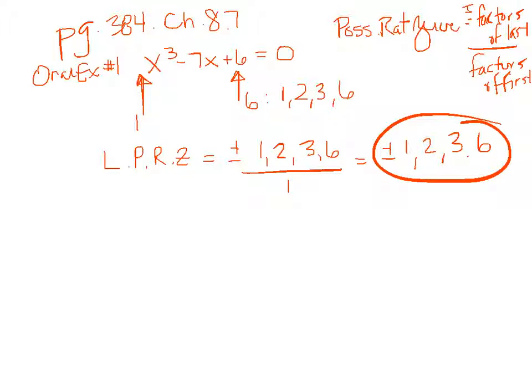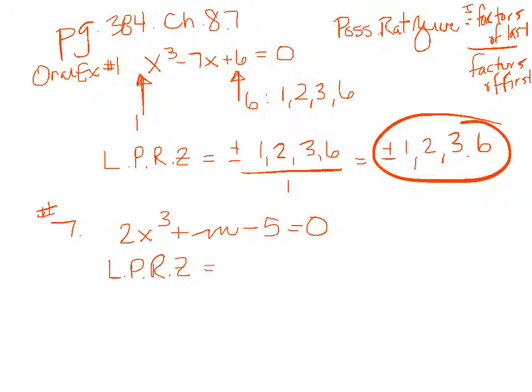Let me try another one and show you how this works. When you have a number in the front, that would be something like number 7, so you should be able to do 3 and 5 quite easily. Number 7, 2x cubed plus blah blah blah blah minus 5 is equal to 0. I don't care what's in the middle, so I didn't bother to write it out, but my list of possible rational zeros is going to be, the last is this minus 5, so plus or minus 5 or 1. That's the factors of the last, over the factors of this first number 2, 2 and 1.